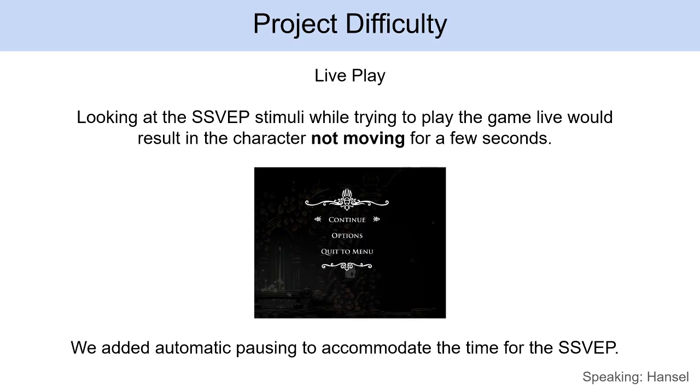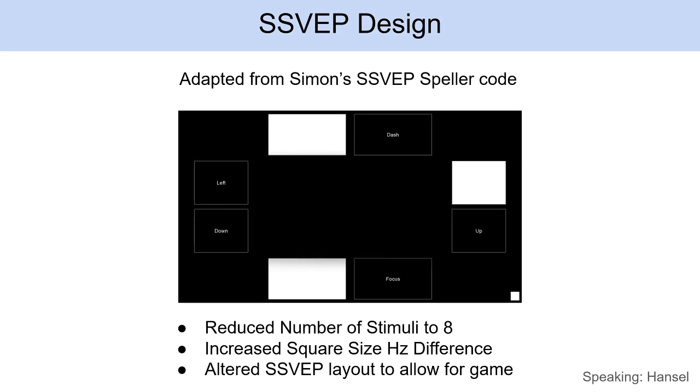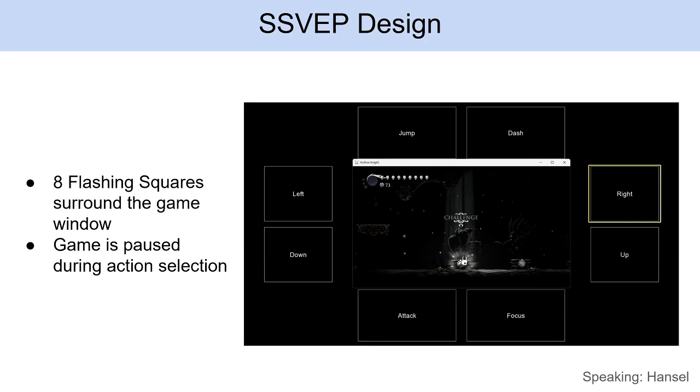So our final SSVEP design includes 8 flashing squares that surround an empty space in the center. We only needed 8 different stimuli squares for our actions, allowing us to increase the frequency difference between each square, which would allow for more separability in the different EEG signals in our data, allowing for more consistent classification of the algorithm. The game is then paused while the user selects an action. After the user chooses what they want to do, the game is unpaused for a length of time, calibrated to how long this action would take.